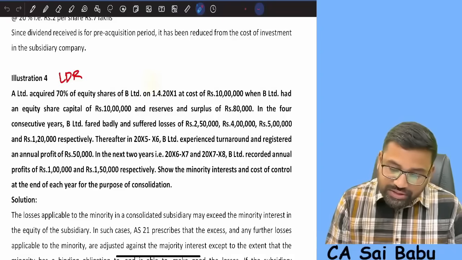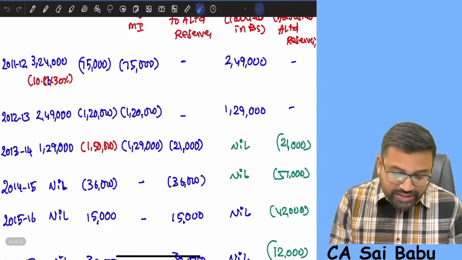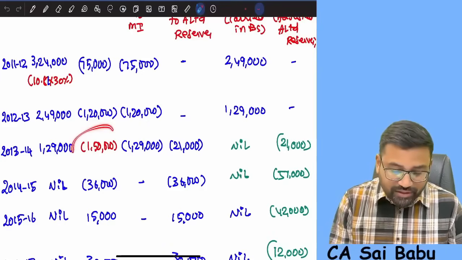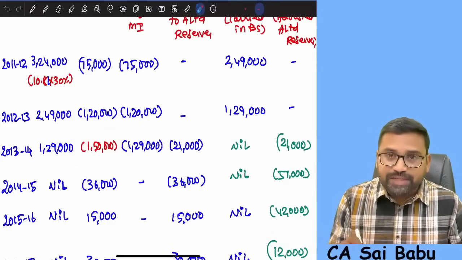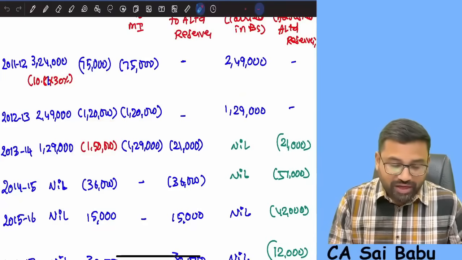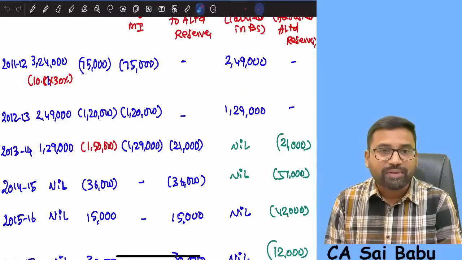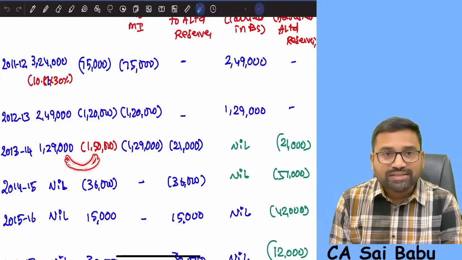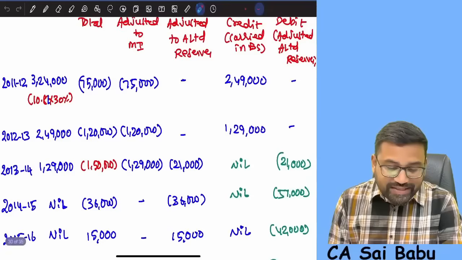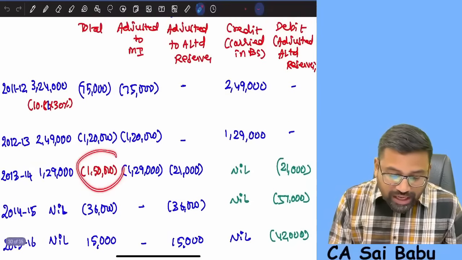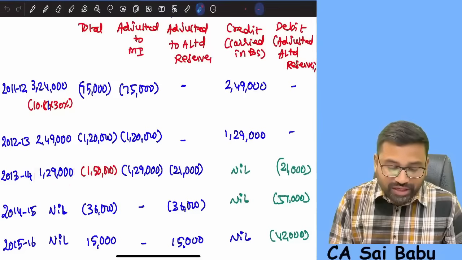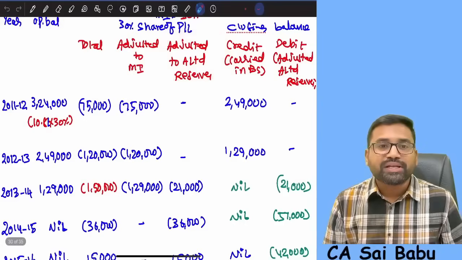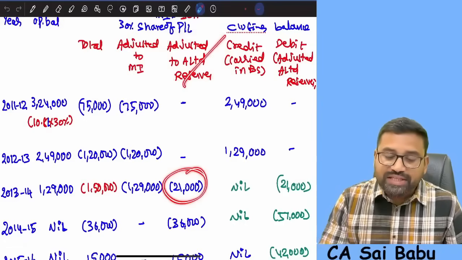Again next year there is a loss, sir, 5 lakhs. In this 5 lakhs, their share is 30%. 5 lakhs into 30% will be 1,50,000. But you see, from the subsidiary company our share of loss is 1.5, but minority interest is showing only a credit balance of 1,29,000. Therefore, here the minority interest is becoming a debit balance, right? What the standard says is, do one thing: the loss is 1,50,000, but the credit balance is 1,29,000. Adjust the entire 1,29,000. Whatever the excess is, please adjust to the parent company reserves. So 21,000 is adjusted to parent company reserves.